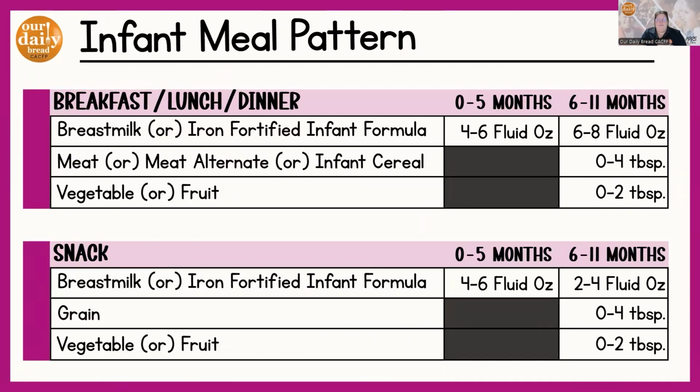Now let's take a look at the infant meal pattern. Again, for our 0 to 5 month olds, for breakfast, lunch, dinner, and snack, they're just going to be receiving their breast milk or iron fortified infant formula. For our 6 to 11 month olds, or for when they're developmentally ready, they'll start receiving breakfast, lunch, and dinner. They'll have breast milk or iron fortified infant formula, plus a meat or meat alternate or infant cereal, and then a vegetable or fruit. And for snack, they'll receive breast milk or iron fortified infant formula, a grain, and a vegetable or fruit.